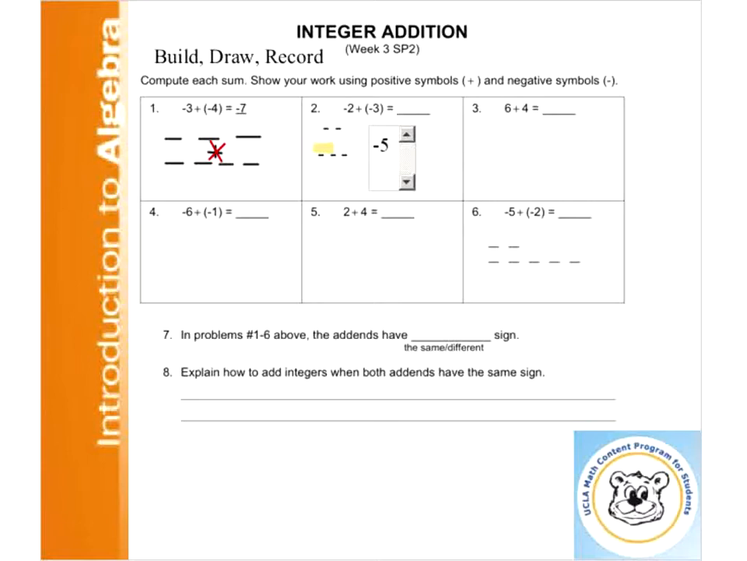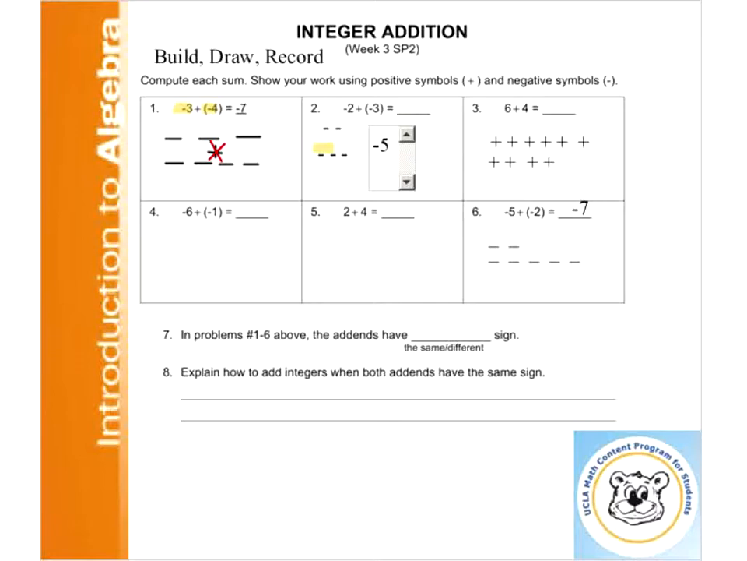Now, I'm assuming that you've done a couple of these and you can see that there's definitely a pattern here. What do you notice about the add-ins on this page? Do they have the same sign, different sign? Correct, they all have the same sign. So for example, in number 1, both add-ins are negative. Okay, in number 3, both add-ins are positive.